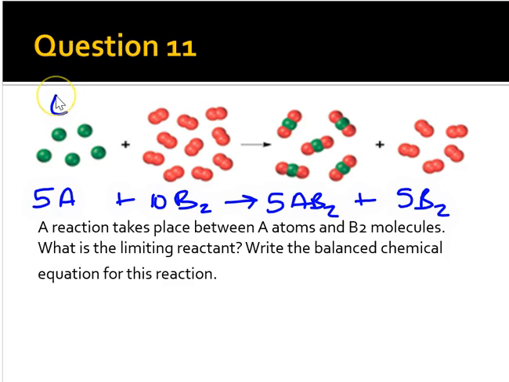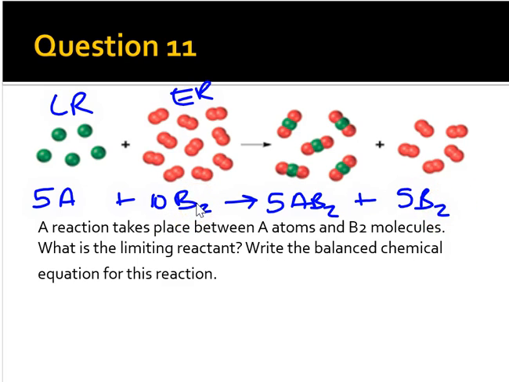Well, this is the limiting reactant, the A atoms, because there weren't any A atoms left over. There were B2 molecules here, and so that's why B2 is the excess reactant. Now be careful, don't write this as the chemical equation, okay? Because notice you have B2 on both sides, right?